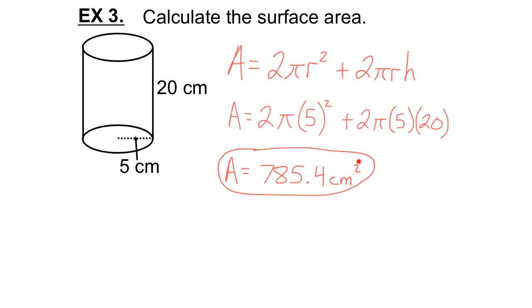You'll notice I'm using units squared because we're still talking about area. A lot of people get confused because we're talking about three-dimensional shapes, so they want to have centimeters cubed here. But remember, this is not volume. We're not filling the container. We're putting the wrapping paper around the outside. So this is just area. It's centimeters squared still.